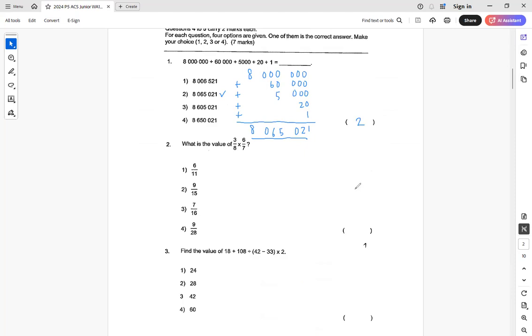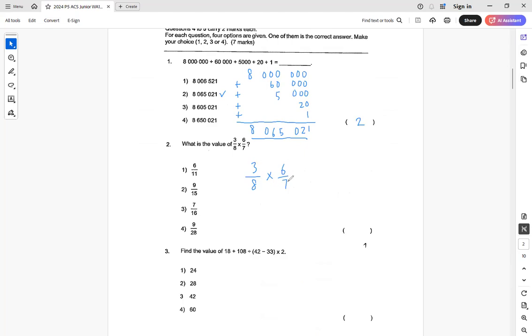So let's move on to question 2. What is the value of 3 over 8 times 6 over 7? So let's write down 3 over 8 multiplied by 6 over 7. So when you have a fraction multiplying by a fraction, before you just go ahead to multiply, okay, there's good practice of trying to simplify first before you multiply. So you can simplify diagonally.